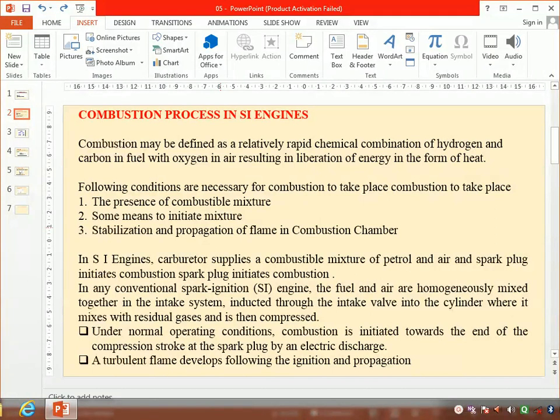As we know, in SI engine the carburetor supplies the homogeneous mixture of petrol and air, and at the end of the compression stroke the spark is initiated with the help of the spark plug, and thereby it develops the flame front. This flame front ignites the air fuel mixture, means the unburned mixture, and in that way it propagates in the combustion chamber. Getting? So this is simply the combustion.